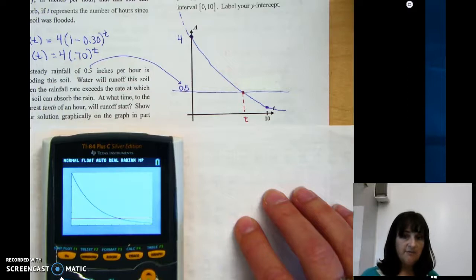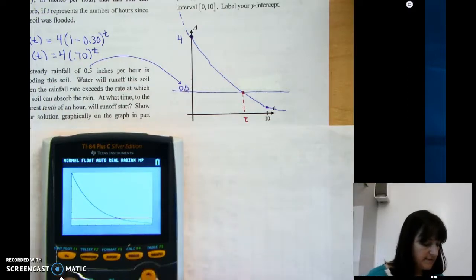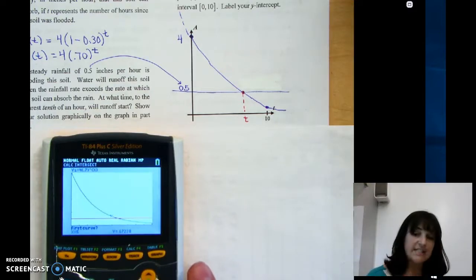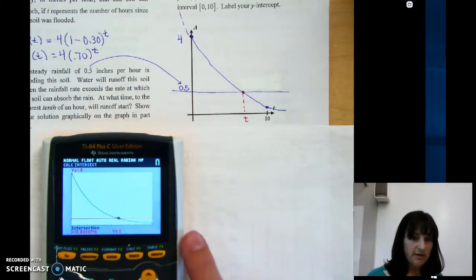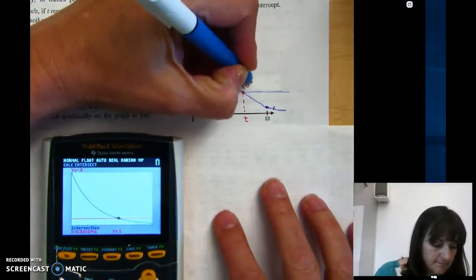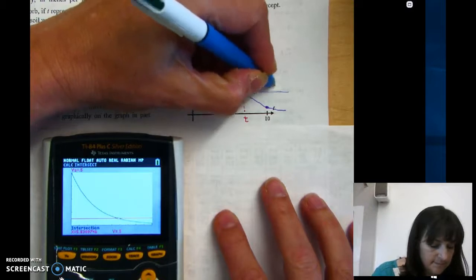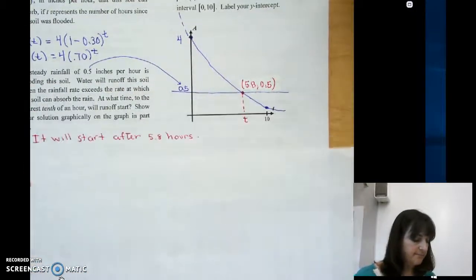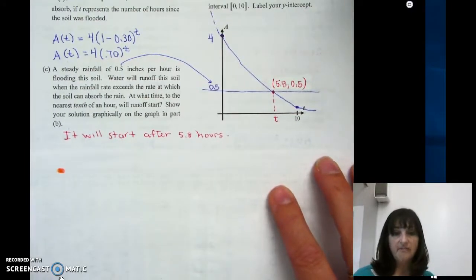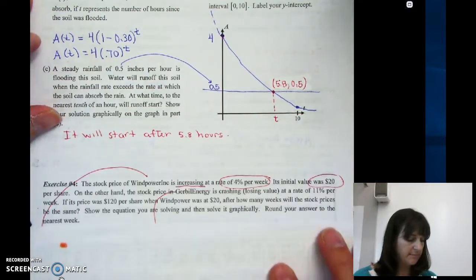Okay, so I'm going to model finding the intersection point for you one more time. So second calc, intersect, press enter 3 times. And then we can see that that intersection point is at 5.8 and 5/10. And so what that means is that the runoff is going to start after 5.8 hours. Okay, let's go down and look at this next problem.